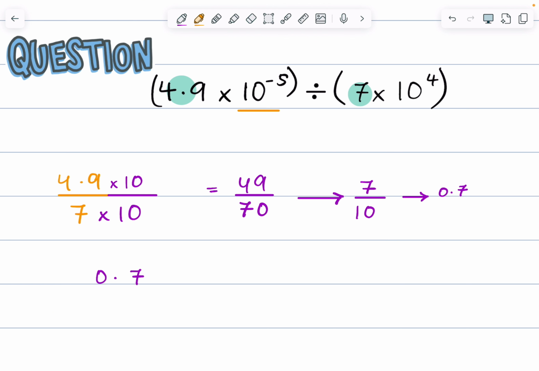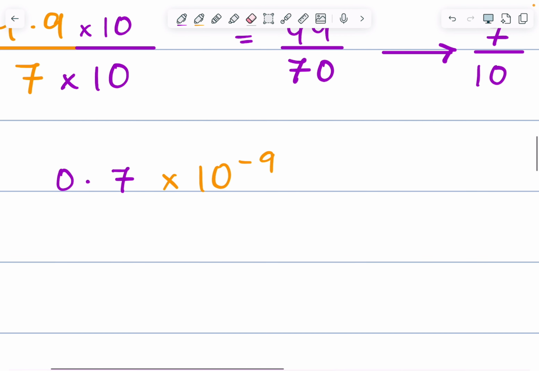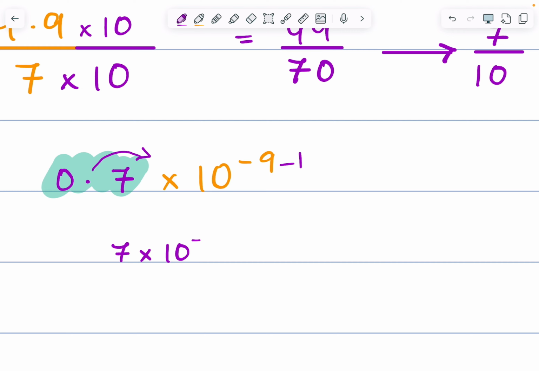So if I subtract the powers of 10 because there's a division sign in between, 10 to the power -5 -4 will give me 10 to the power -9. That is not my final answer. Why? Because this number is not in standard form. I will move it one place ahead. I'm making a smaller number into a bigger number, so I will subtract from the power. So my final answer should be 7 times 10 to the power -10. Simple. Done.